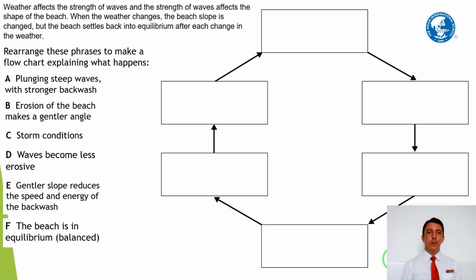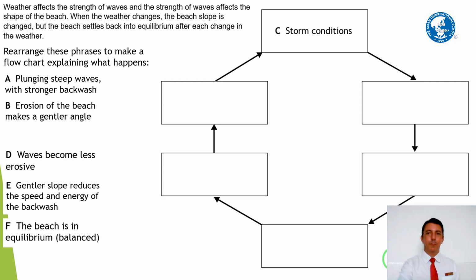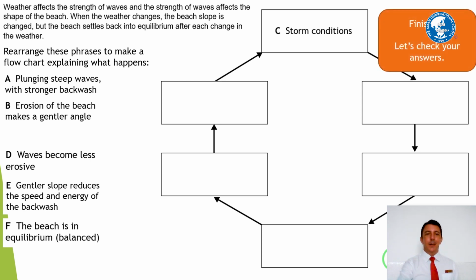So you're going to rearrange the sentences A to F to explain what happens. Now we'll start with the change in weather, which is storm conditions. So you're going to copy this into your notebook. Pause the video for about 5 minutes or as long as you need. Copy and complete the chart, and then we'll check your answers. Okay, if you've finished, let's check your answers.